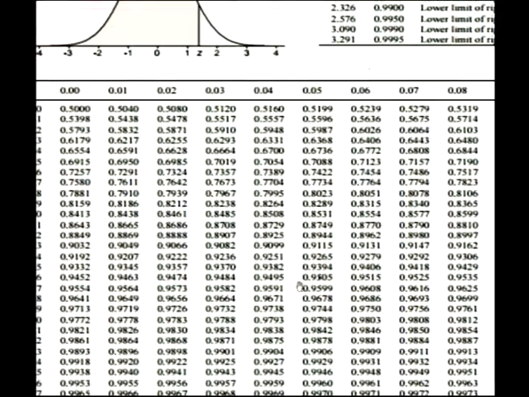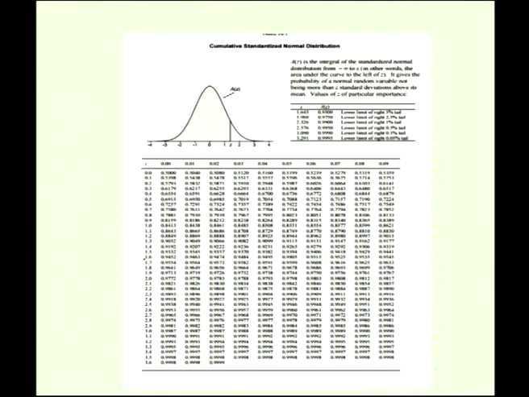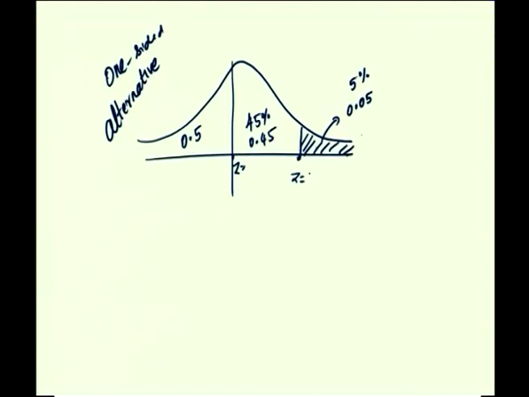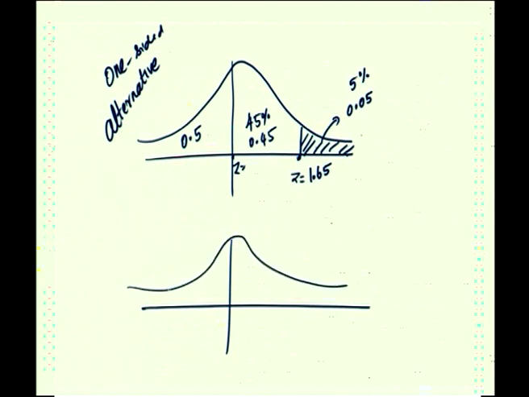Where I am just marking it here, this is 0.9505 and it is corresponding to the value 1.6 and 0.05. Therefore, it is 1.65. Now, this is plus 1.65, this is a one side alternative. Similarly, if you take the left z, because of the symmetricity, here it is minus 1.65, this area is 0.05 and this is 0.45, this is 0.5.